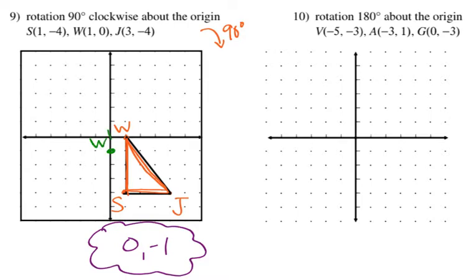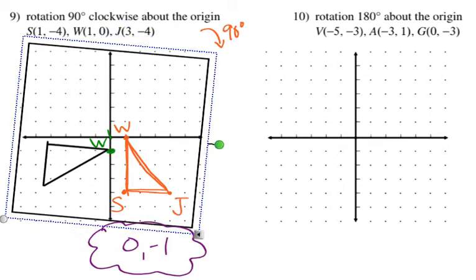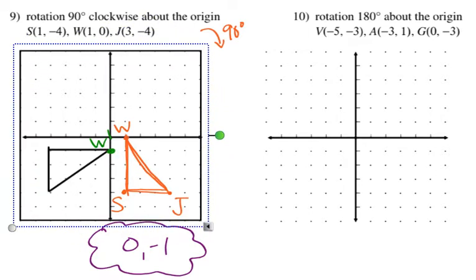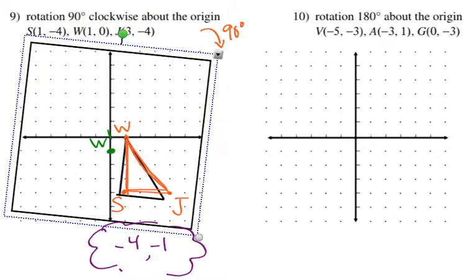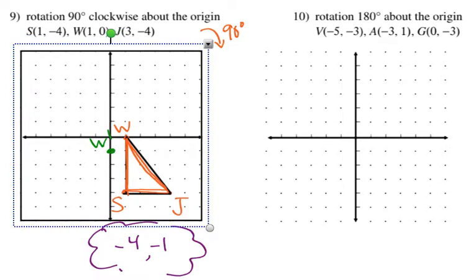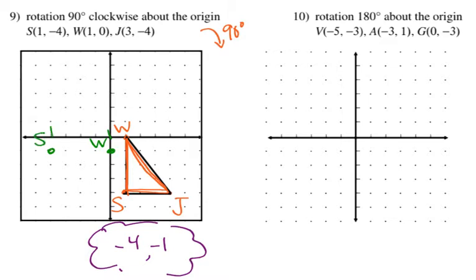Okay, now let's do it with the next one. We're going to rotate it 90 degrees clockwise. Let's memorize where S is. It looks like it is back 4 and down 1. So -4, -1. Go ahead and rotate back. And we're going to go back 4 and down 1 and put in S prime.